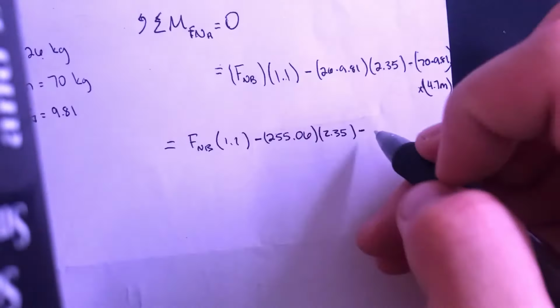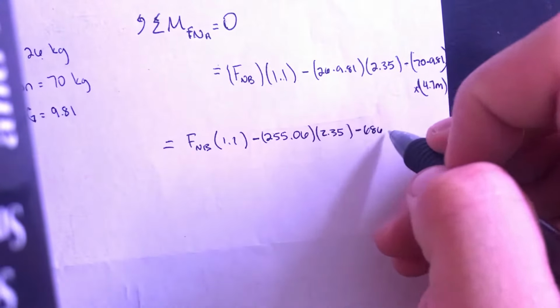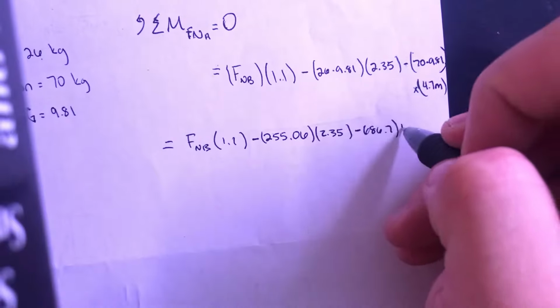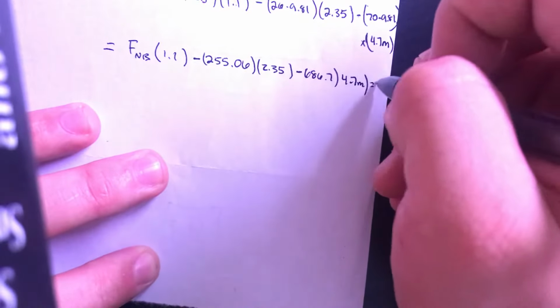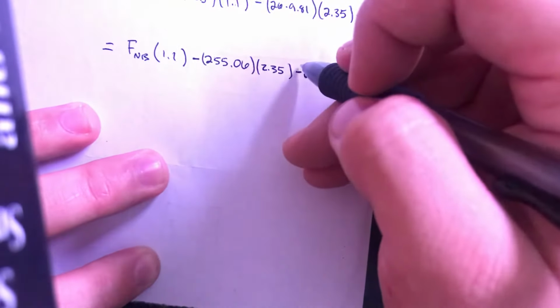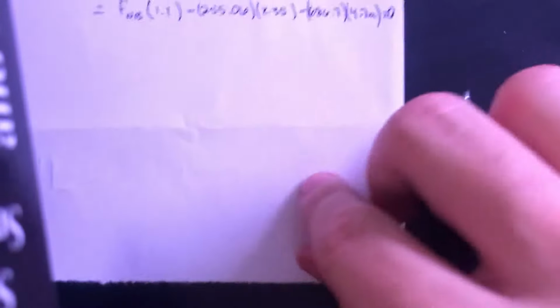And we'll calculate the last force, the total force. So 70 times 9.81 is 686.7, still multiplied by the total length, 4.7 meters. And that's all equal to 0.